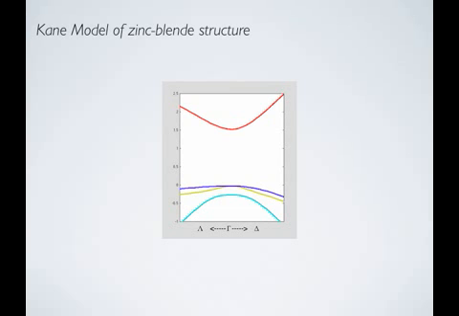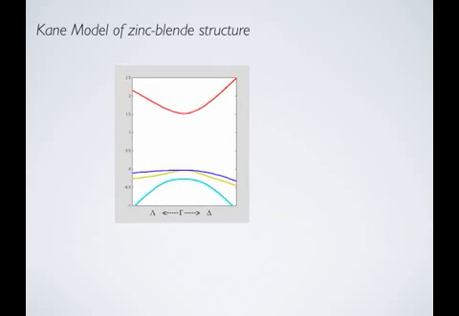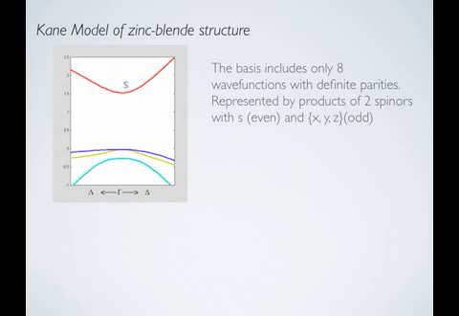In this model, usually 8 wave functions are considered for the basis set, including 1 conduction band and 3 valence bands at the zone center, together with the spin substates. All of these wave functions have definite parities. The conduction band is even and can be expressed as S. The valence bands are odd and can be expressed as linear combinations of X, Y, and Z.